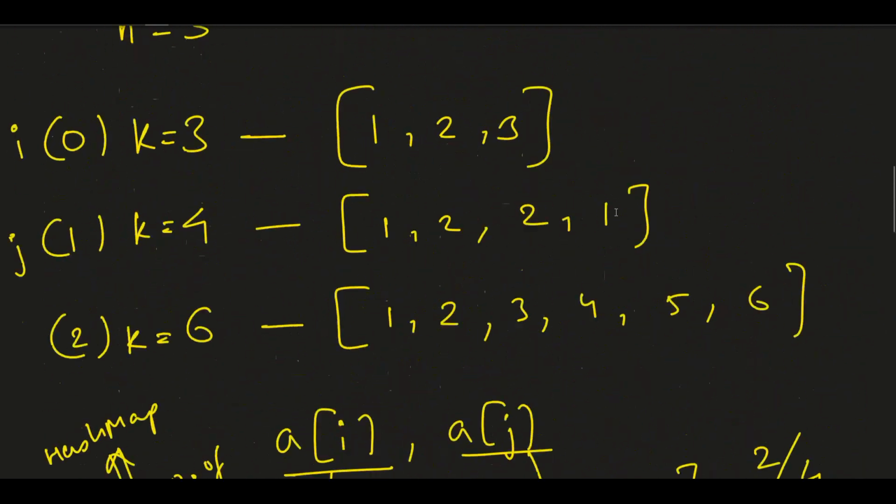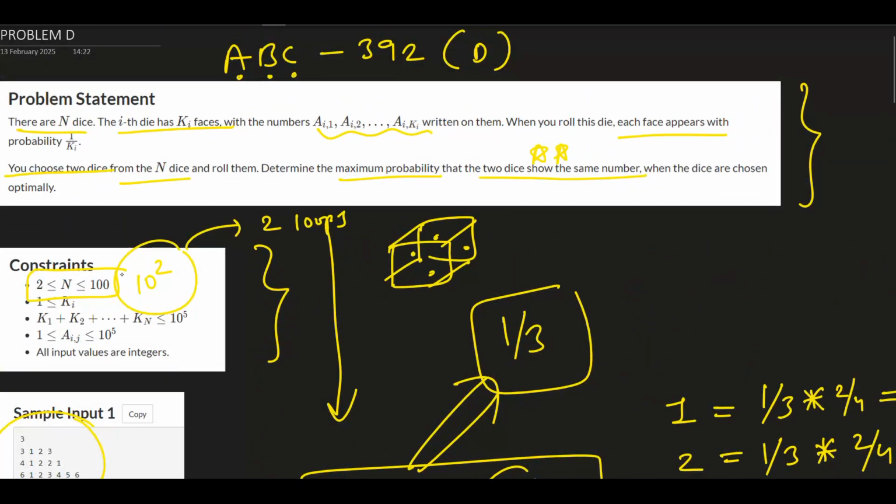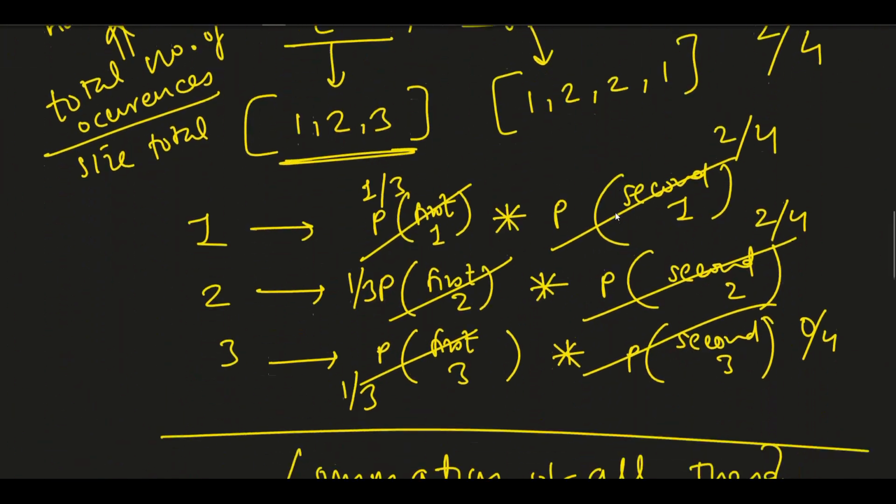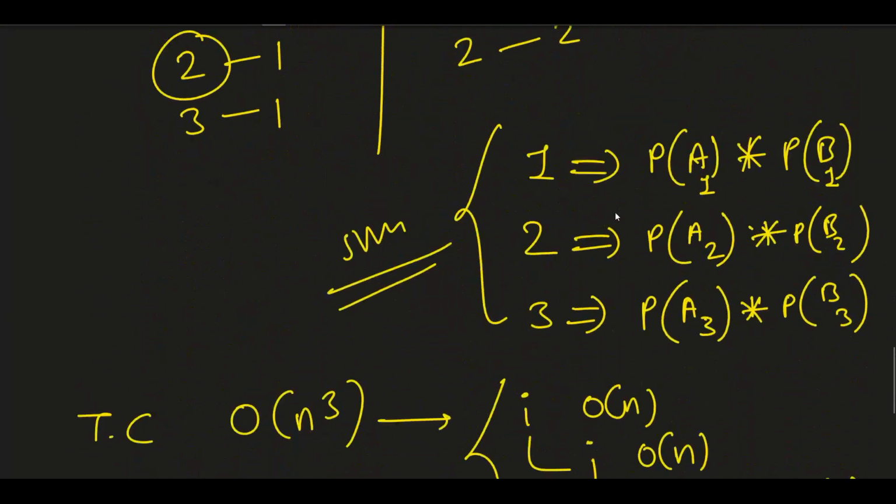And if you look at the constraints of the question, they are very small: 10 squared, it is 100 only. So a time complexity of n cube would be 10 raised to 6. This would get submitted very easily. So this was an easy question, I think, for a D problem. This was a fairly simple question.